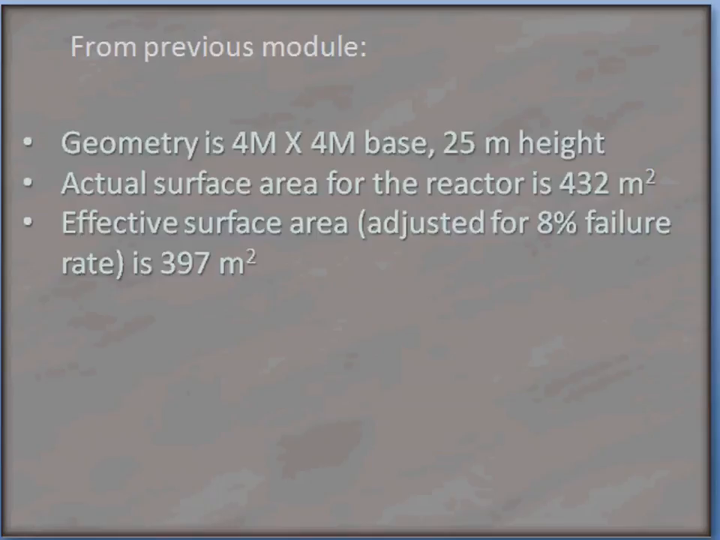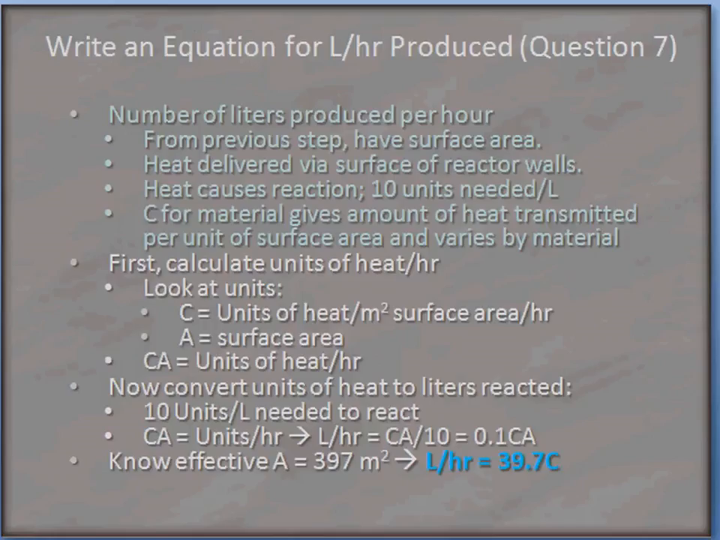From the previous module, we have the geometry of the reactor with a 4 by 4 meter square base and a 25 meter height. Its actual surface area would thus be 432 square meters, and its effective surface area, that is, the surface area discounted for the failure rate, is 397 square meters. So let's systematically attack each step in our strategy with this information in mind.